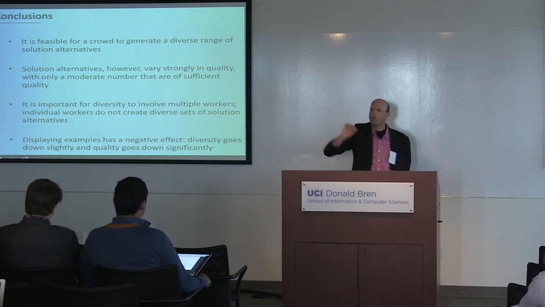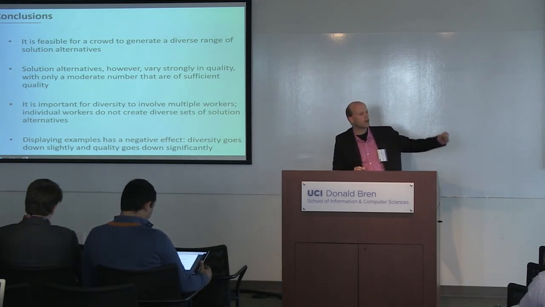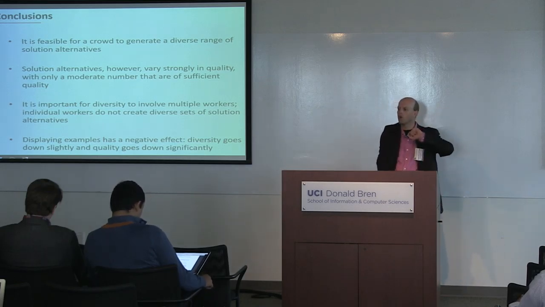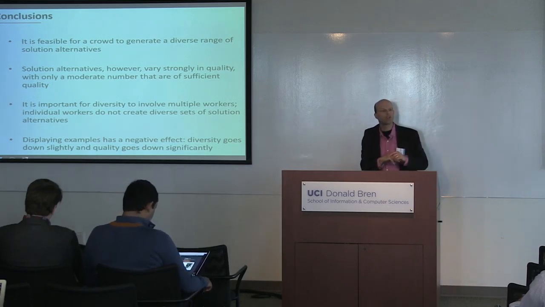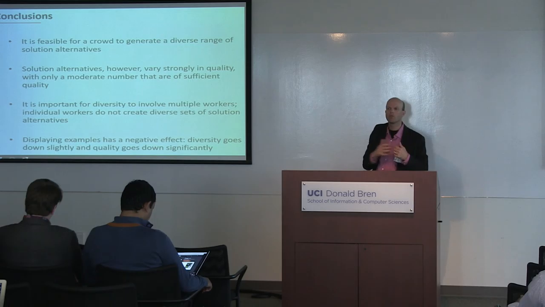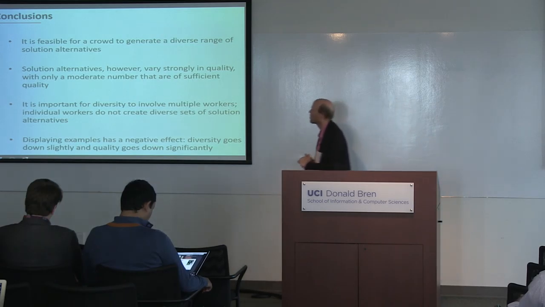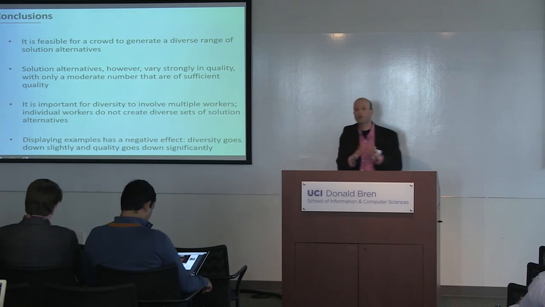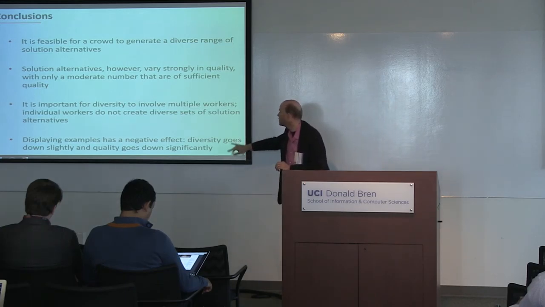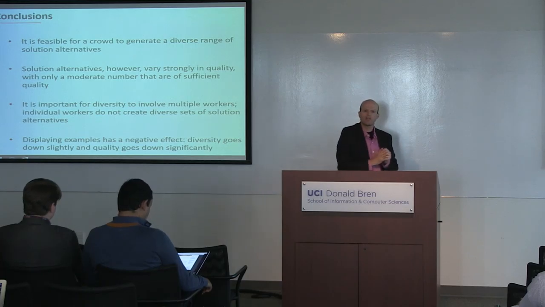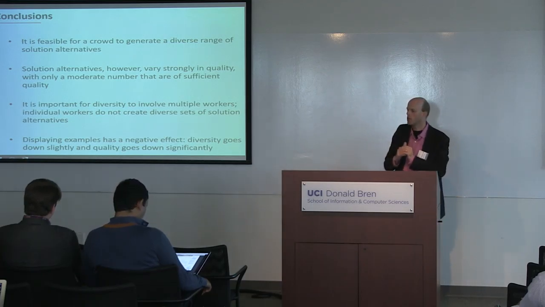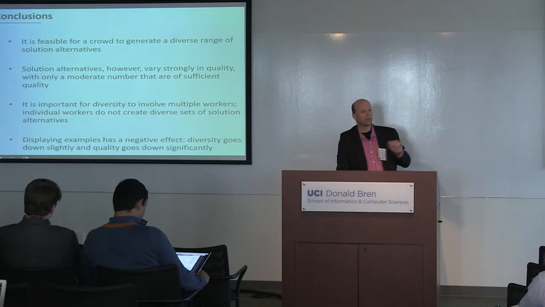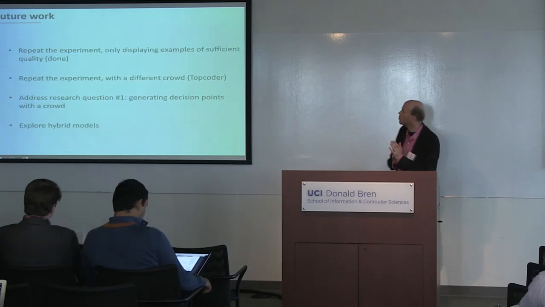We have more data where we correlate with undergrads, graduates, professionals, and hobbyists. It turns out that the professionals aren't always the best ones in delivering the best solutions. It's important for diversity to involve multiple workers. Individual workers don't create as much of a diverse set as we would like. And displaying examples clearly had a negative effect, because of the bad examples that were inserted and people modeling themselves after that.